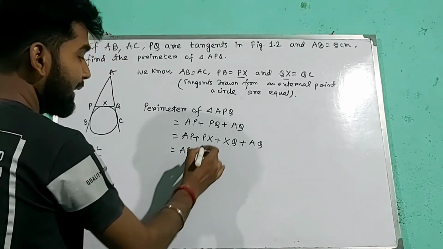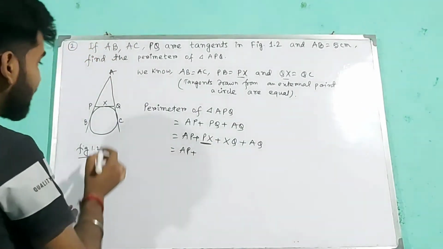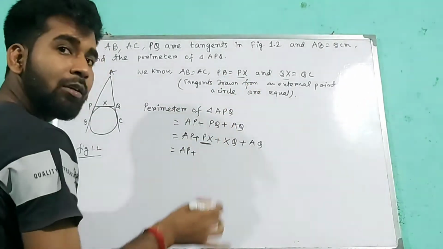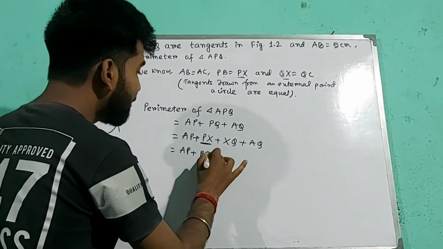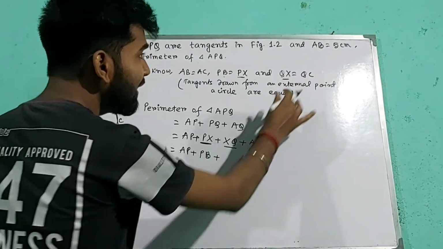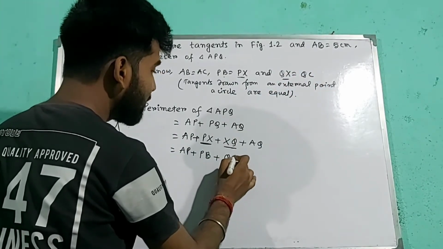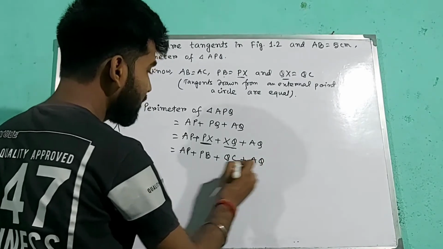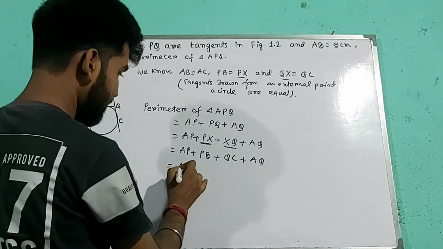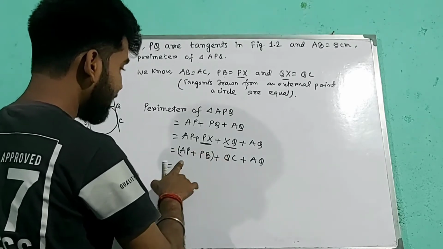Now you see, AP plus, in place of PX we can write this value PB. See, PX means PB, you know it earlier. You can write PB. And in place of XQ, meaning QX, you can write QC. You can write QC plus AQ. Now just keep this in a bracket. Here only, keep it in a bracket.